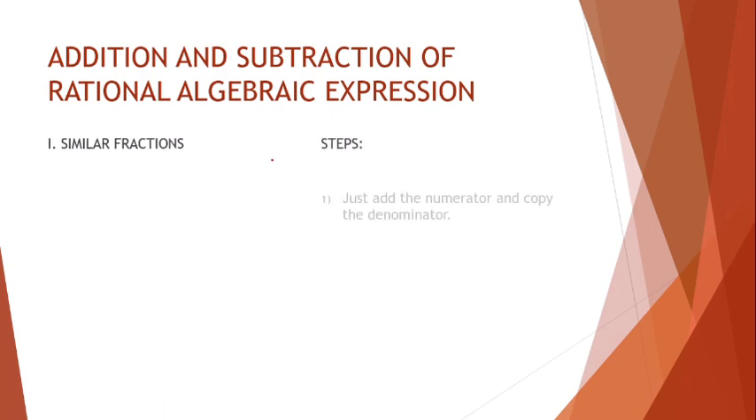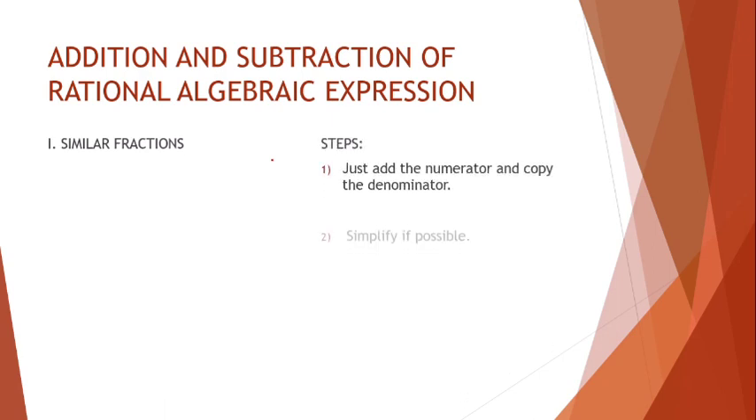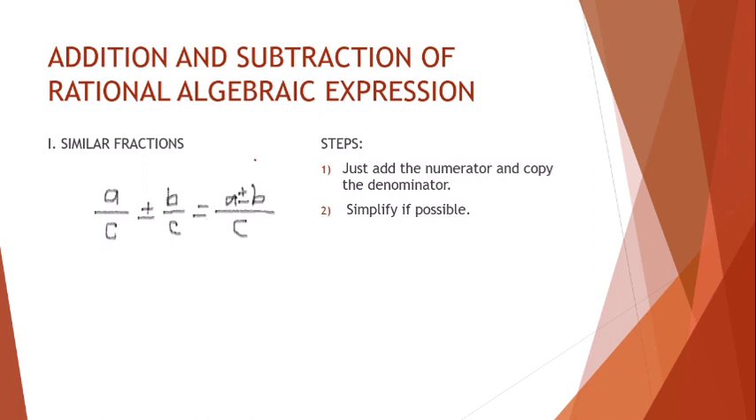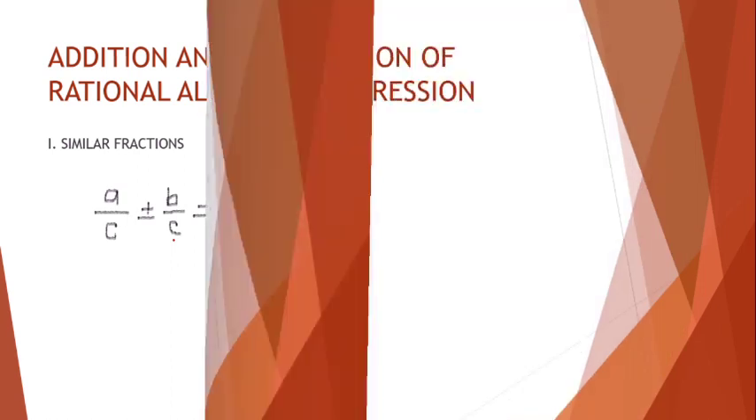Now, we have addition and subtraction of rational algebraic expressions. So, similar fractions, just add the numerator and copy the denominator. Simplify if possible. This is the formula. So, just add or subtract the numerator, then copy the denominator. So, as you can see, parehas pa rin sila ng denominator.